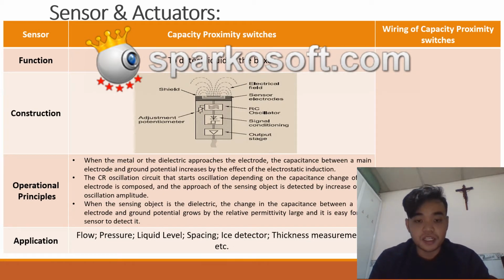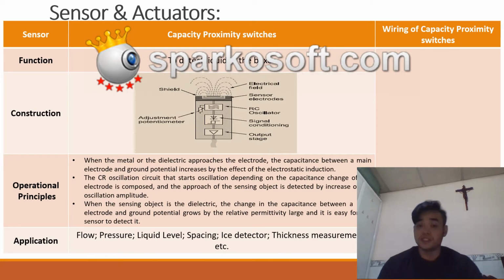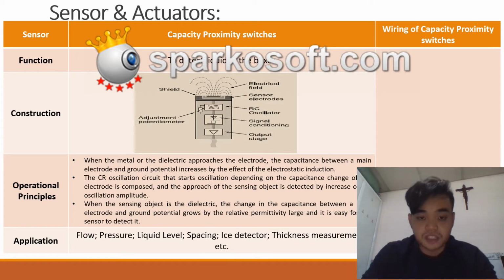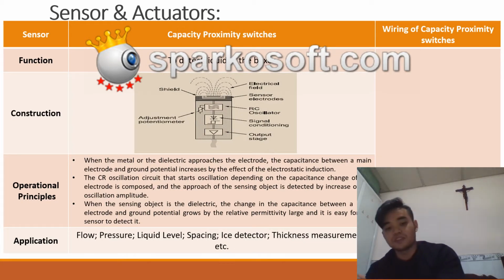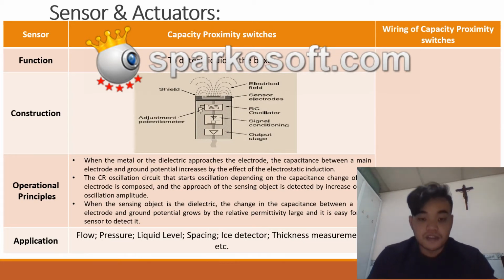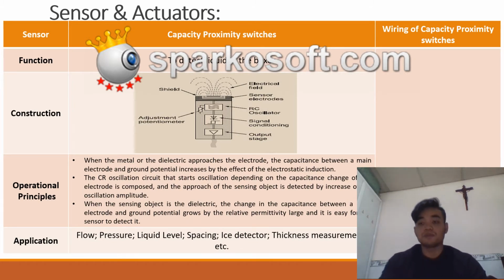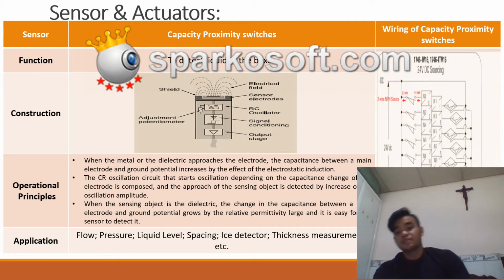When the sensing object is a dielectric, the change in the capacitance between the main electrode and ground potential grows with the relative permittivity, and it is easy for the sensor to detect it. The applications of the capacitive proximity switch are liquid level detection, spacing, indication, and thickness measurement.